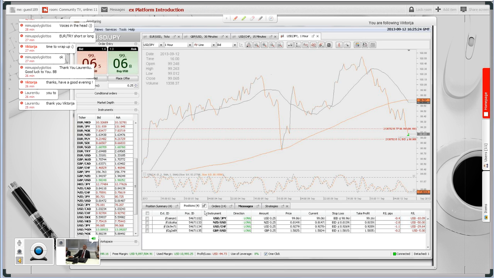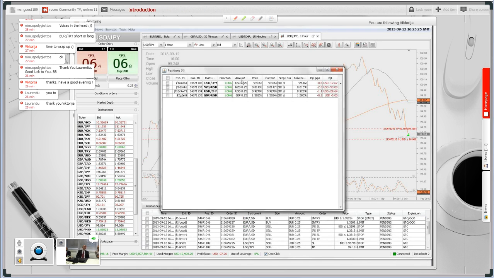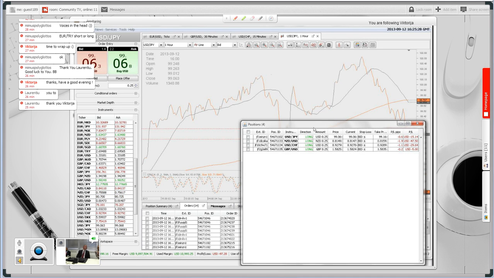If I want to take my orders strictly from my main platform, I can do it also. It's really the way you want to trade that matters, the way you want to see the organization of the platform. You're free to do whatever you want. When I'm finished with this window, I close it and it's back to the platform.